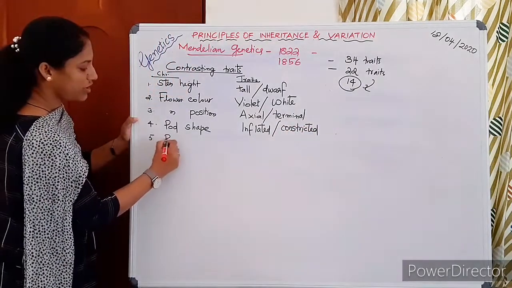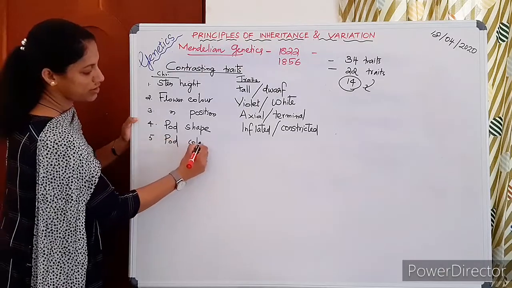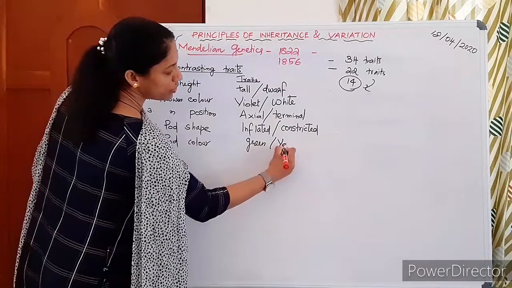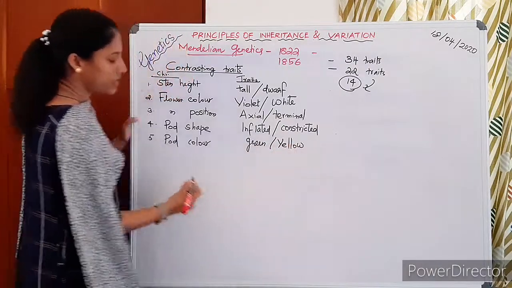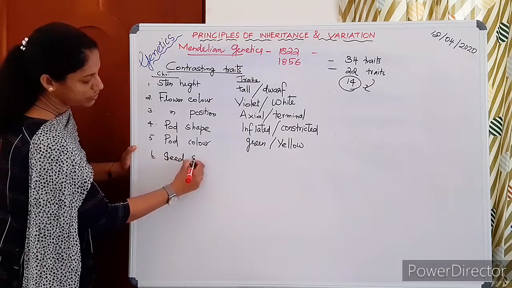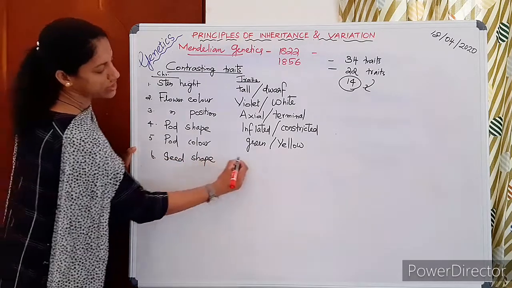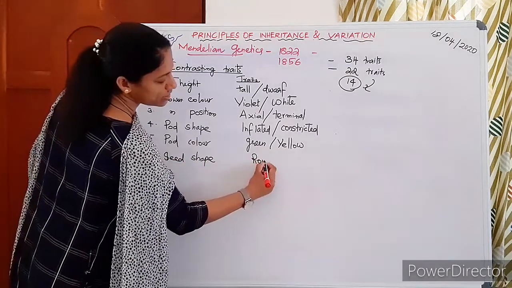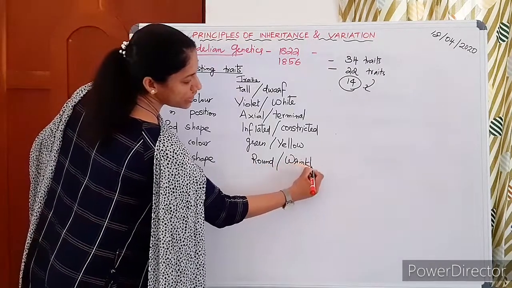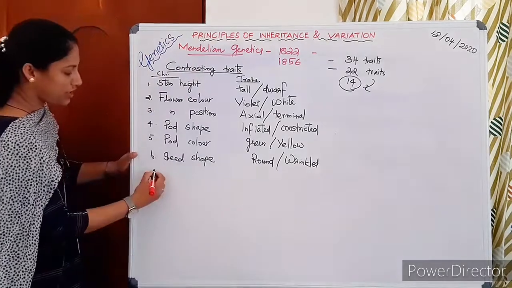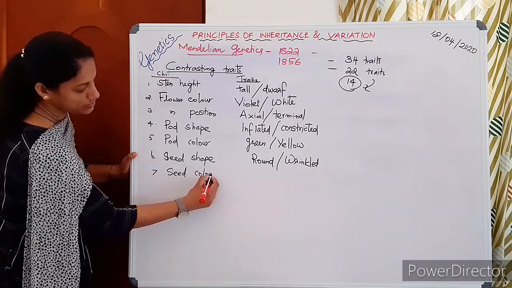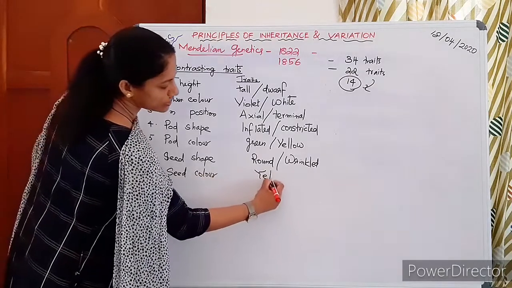Then the fifth one, pod color. Green and yellow are the pod colors he took. The sixth one, seed shape: round and wrinkled. The two opposing traits he studied are round and wrinkled. And the seventh one, seed color: yellow and green.